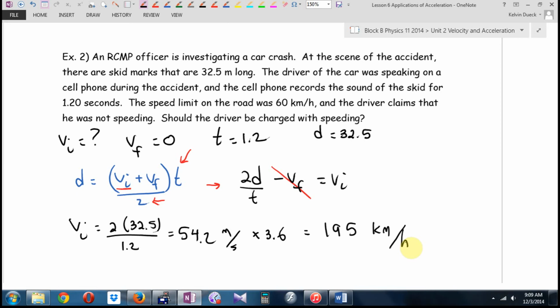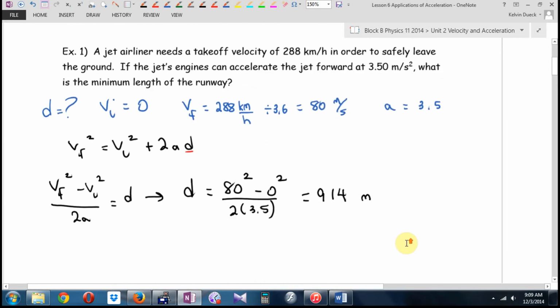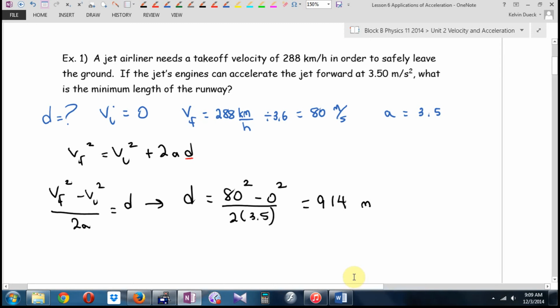I like this question. This is a neat question. A, because it's kind of cool, but B, it's a good application for stuff we've done so far. And you know what? I like example 2. I like example 1. Example 1 is a nice question.